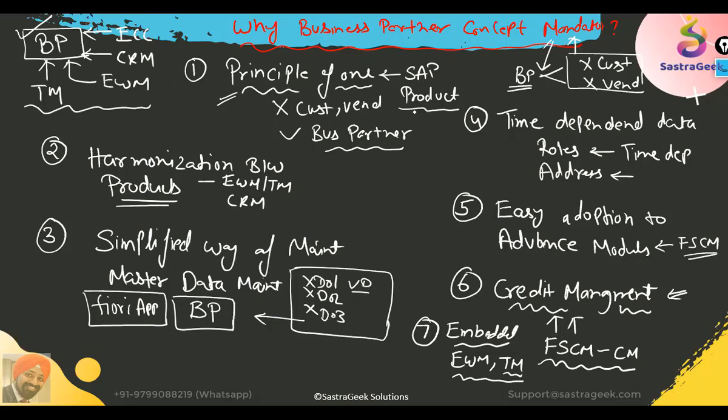Any other questions, guys, before I proceed ahead? So does that mean the table structure will also shift from like KNA1 to something like BUT000? Yeah, so that is the one next I am going to discuss, that when you will be creating a business partner, what kind of data model impacts would be there.